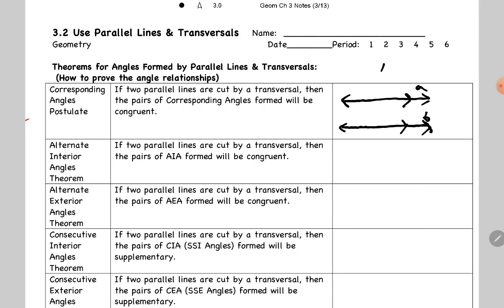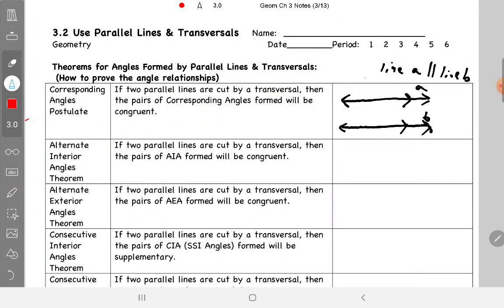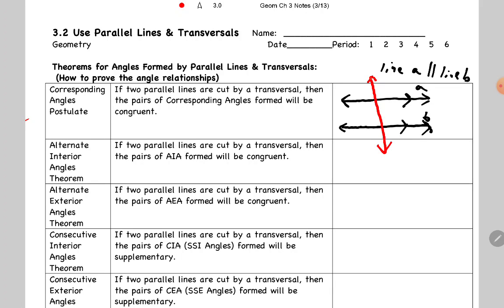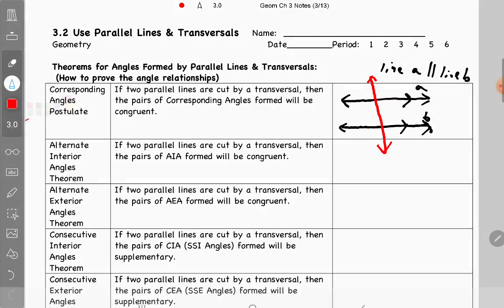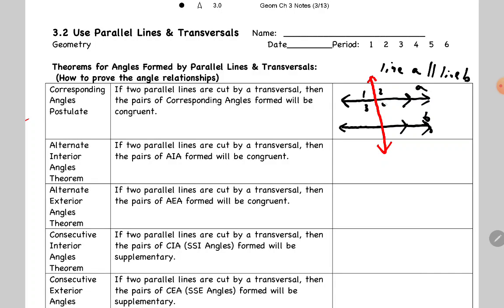So line A is parallel to line B. And then we have our transversal. A transversal cuts two or more lines, and it creates two intersections, and they have angles. 1, 2, 3, 4, 5, 6, 7, 8.